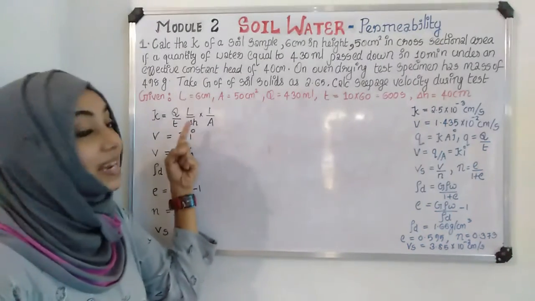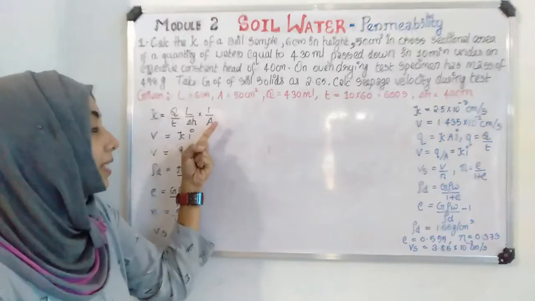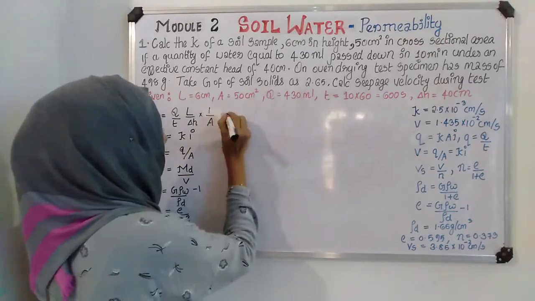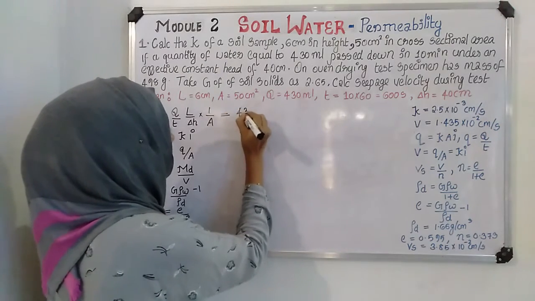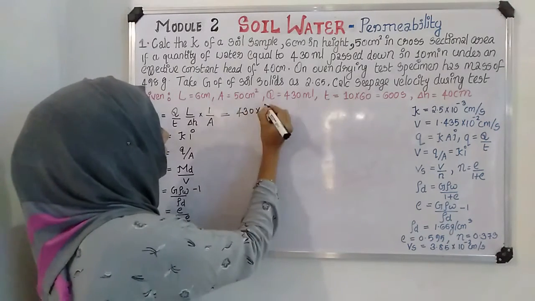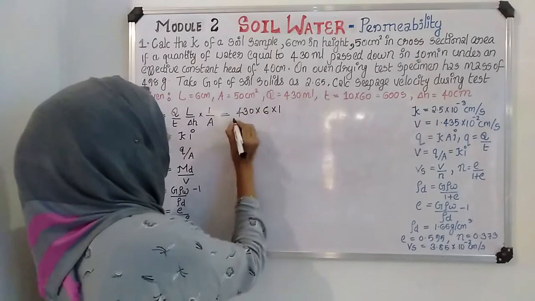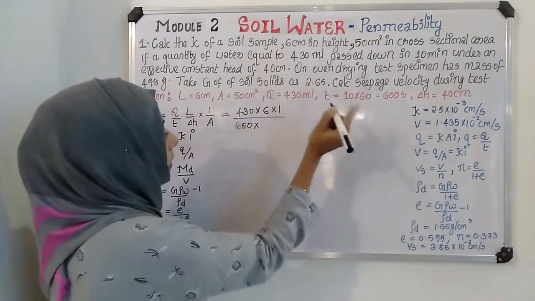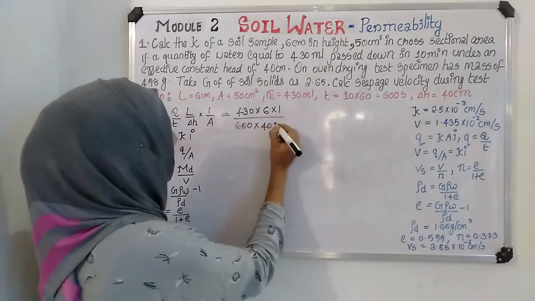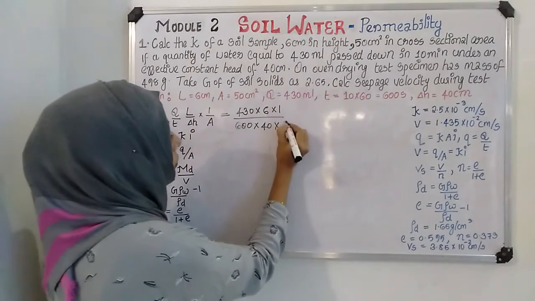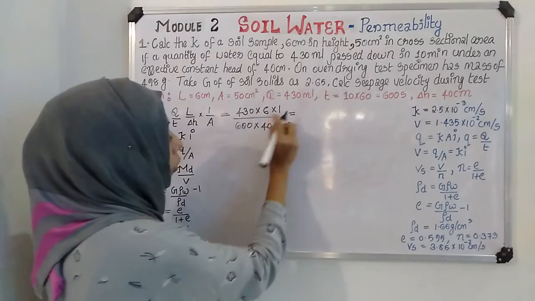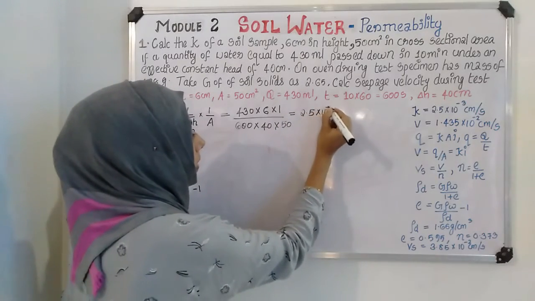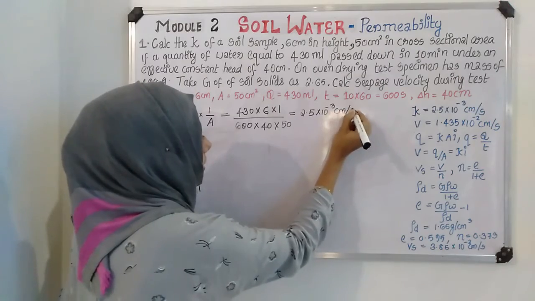Then by substituting in our equation of coefficient of permeability, we obtain Q 430 into length of sample 6 divided by t 600, delta H 40 centimeter into area of cross section 50 centimeter square. Then we obtain K as 2.5 into 10 raised to minus 3 centimeter per second.